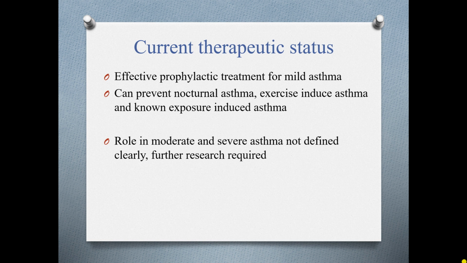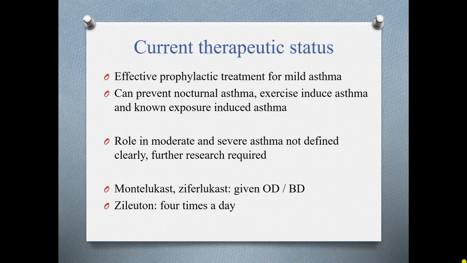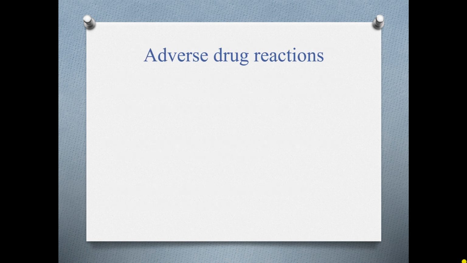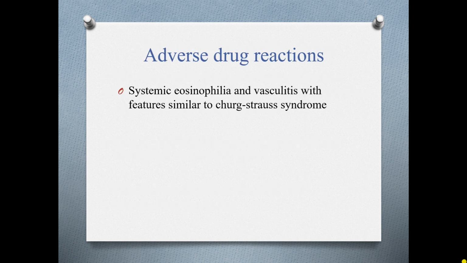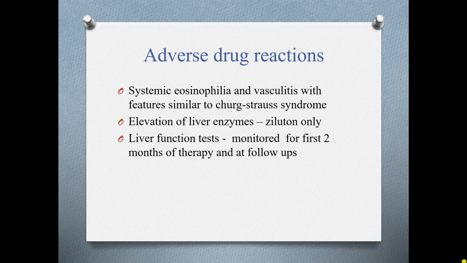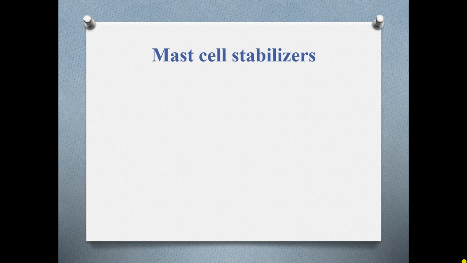Role in moderate and severe asthma is not defined clearly, which requires further research. Montelukast and zafirlukast are given once or twice a day, while zileuton can be given 4 times a day. Adverse drug reactions are that they can produce systemic eosinophilia and vasculitis with features similar to Churg-Strauss syndrome. Elevation of liver enzymes is seen with zileuton only. Liver function tests need to be monitored for the first 2 months of therapy and at every follow-up visit thereafter.